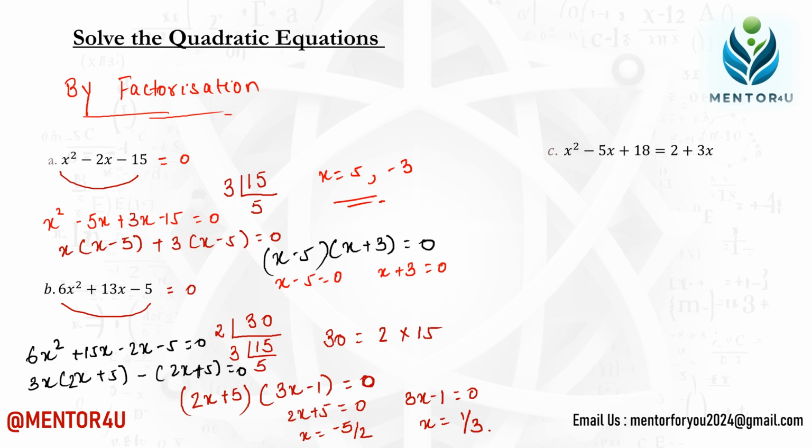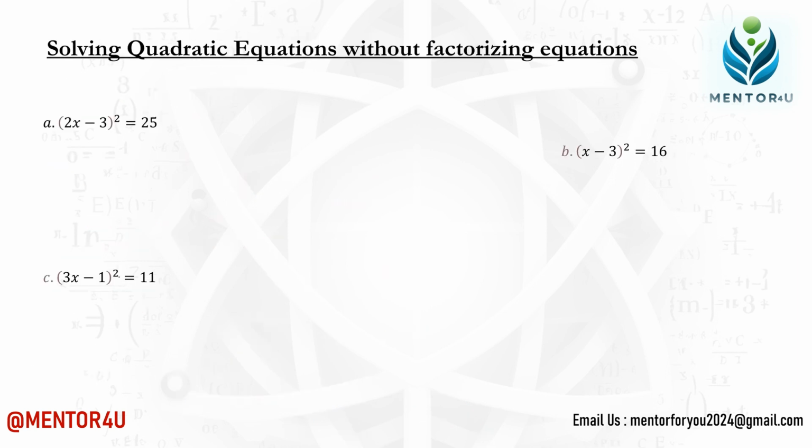Fine. Next, we have solving quadratic equations without factorizing the equations. Well, there will be some cases where we don't have to factorize it. Still, we will get the roots, or we can solve for the value of x for which the quadratic equation will be equal to 0. For example, in this particular case, you can see that we have something on the left that's a perfect square, and that is equal to 25.